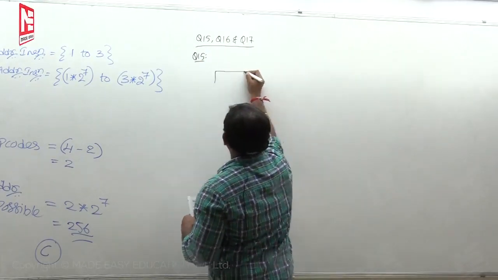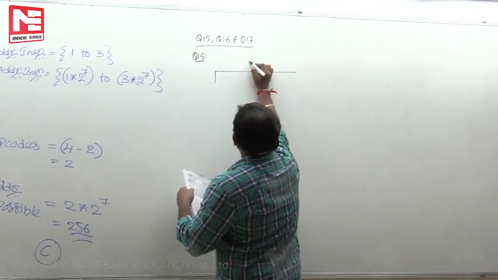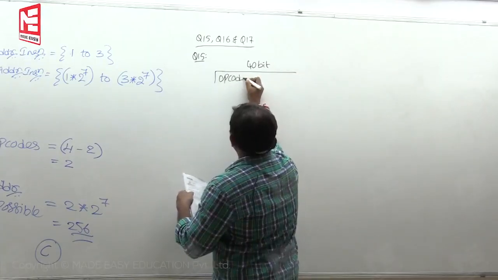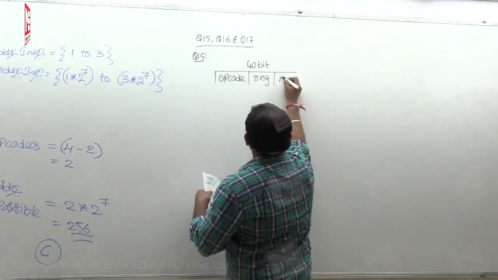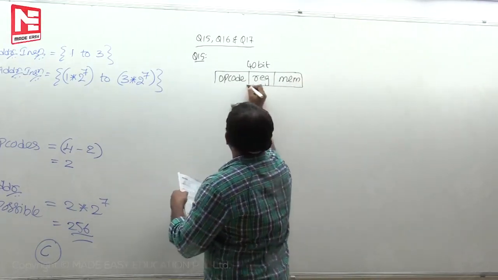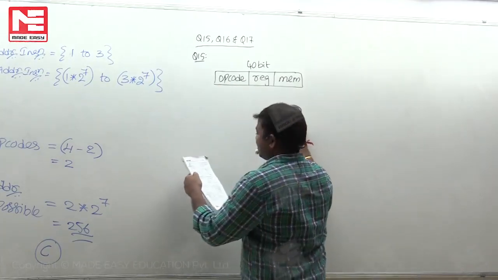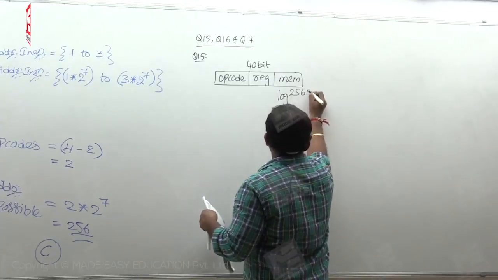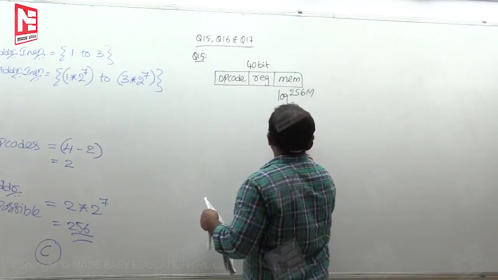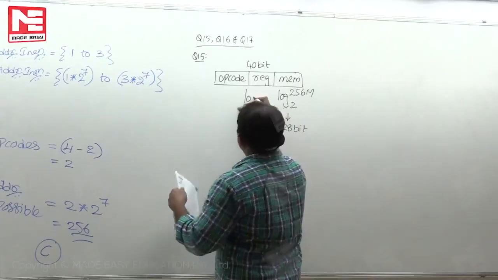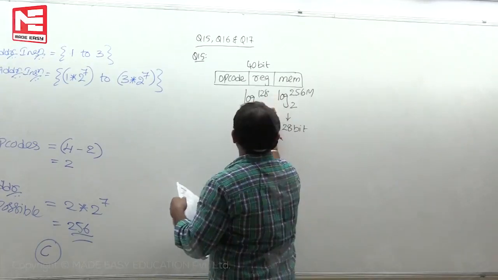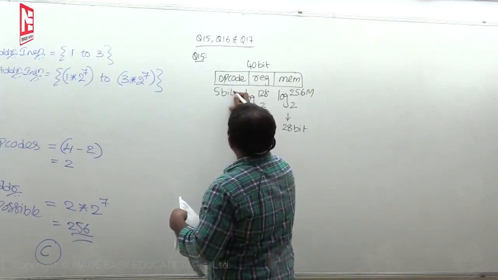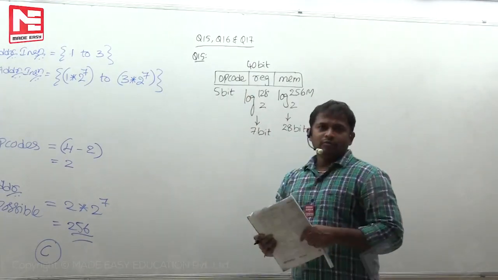common data format says 40-bit instruction. We have one register operand and one memory operand present given in the question. Memory capacity 256 MB. So log 256 mega base 2, that is 28-bit address. Registers 128 base 2, that is 7-bit address, and rest 5-bit opcode. This is the common data.